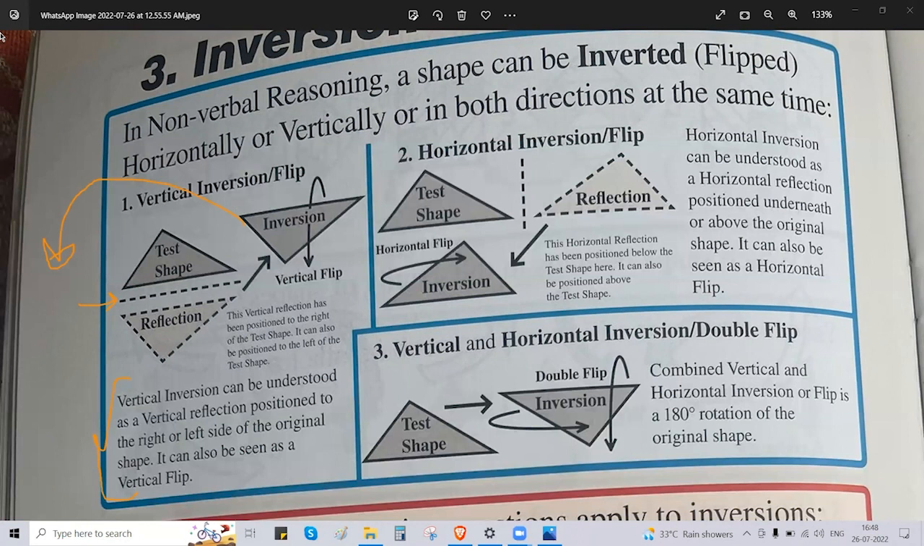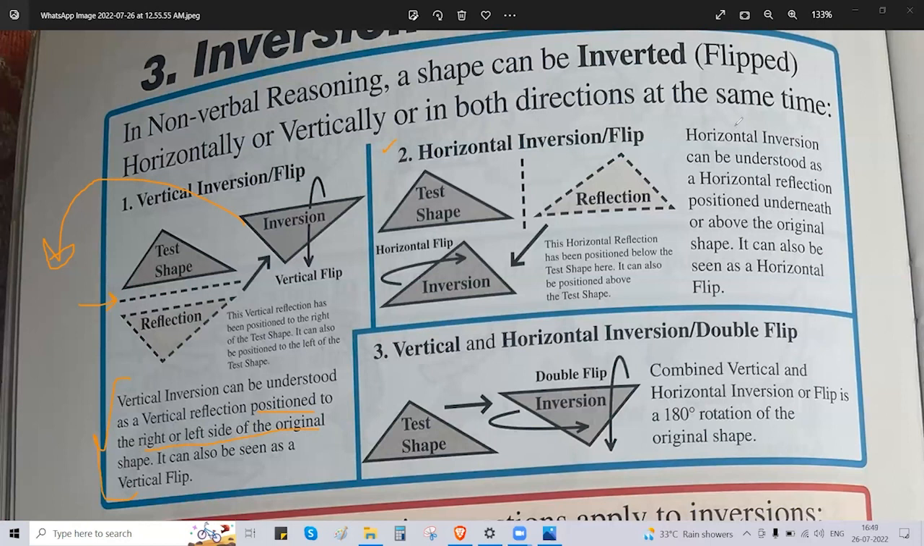The left side of the original shape. Let's see. See, it's written here, position to the left or right side of the original shape. We can position it there as well. Yes.